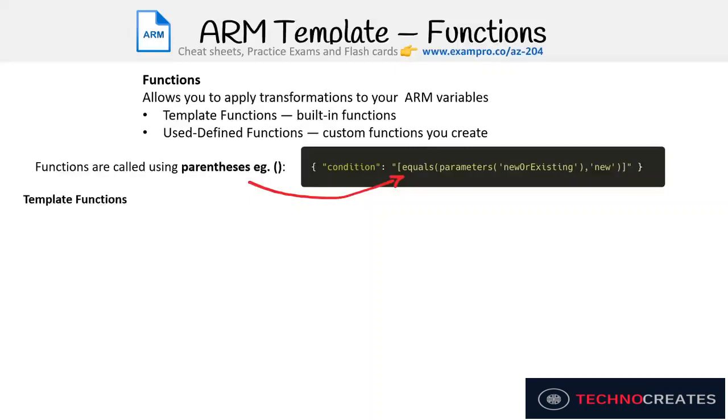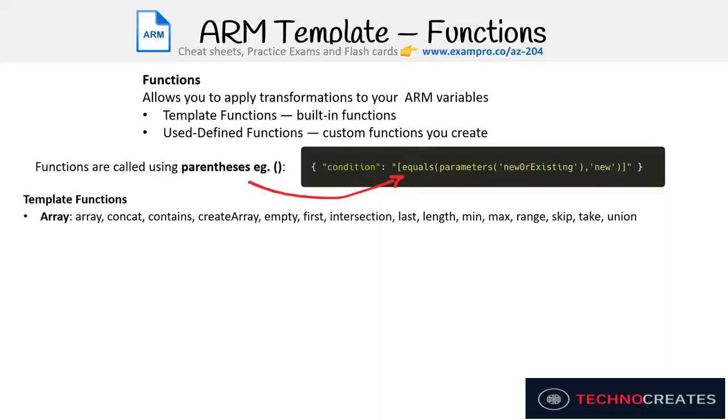And so there are a lot available for us, and they're generally self-explanatory, so I'm not going to be showing examples, but let's just go quickly through the list. So you have array functions like array, concat, contains, create array, empty, first, etc. Then you have comparisons like coalesce, equals, less, less or equals, greater, greater or equals.